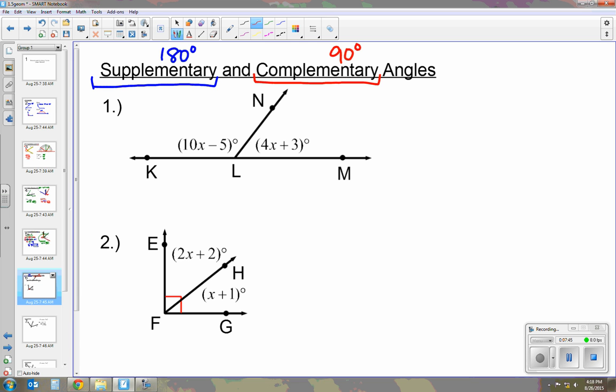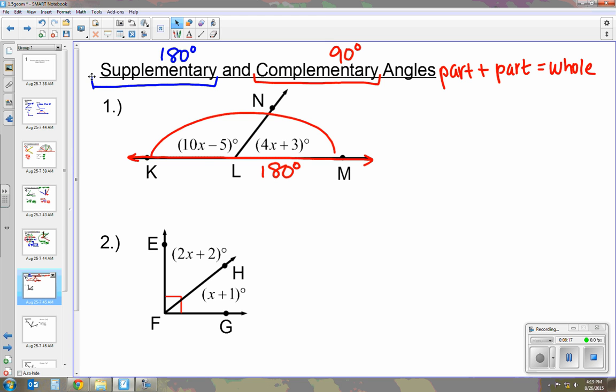So if we look at number 1, you notice that KLM is a straight line. And remember when I said a straight line was 180 degrees. So number 1 is supplementary. We can just visually see that it's supplementary because those two angles make up a straight line, which is 180 degrees. So we can use our part plus part equals whole and solve this problem for x.